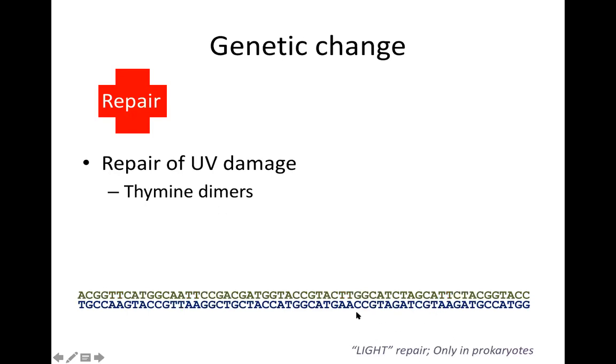And so we have something called light repair. Again, this is only in prokaryotic cells. And in light repair, you have enzymes that are activated in the presence of UV radiation, and they can come in and break the covalent bonds that exist between thymine dimers. And so you actually return the strand back to normal. You don't replace any nucleotides. You don't have to bring in a polymerase. You simply break those covalent bonds between the thymine dimers and you move on.